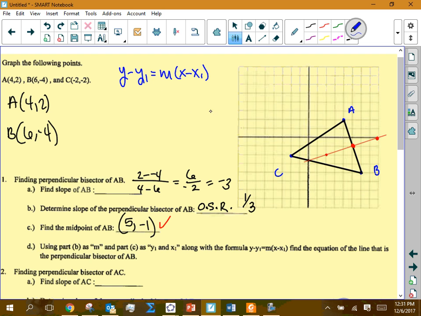Now plugging in the components here, y minus y1 equals m times x minus x1. Obviously this then is the x1 and y1, and this is the m that we need to use here. So we go y minus -1, slope of 1/3, and then x minus x1, which is 5. Okay.